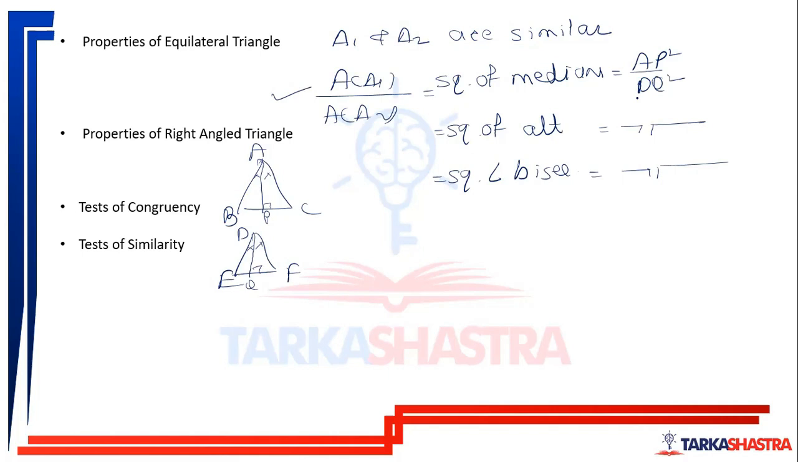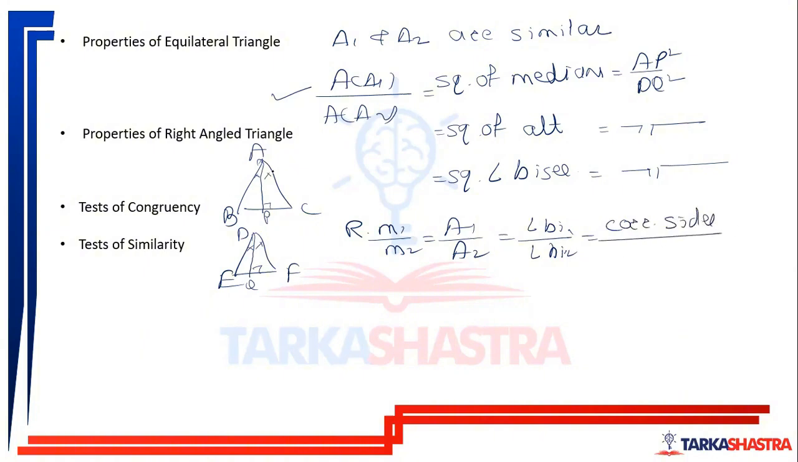Similarly, in similar triangles, the ratio of the medians is equal to the ratio of the altitudes, which is equal to the ratio of the internal angle bisectors, which is also equal to the ratio of corresponding sides. जैसे AB upon DE equal to median 1 upon median 2 equal to AP upon DQ equal to angle bisector 1 upon angle bisector 2 equal to altitude 1 upon altitude 2.